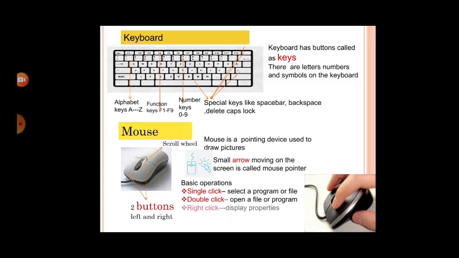Next, right click displays the properties. Then drag and drop, drop or move. That is, you're going to drag a file and keep it anywhere on the screen or inside the computer. Else you can just copy the file and paste it anywhere.